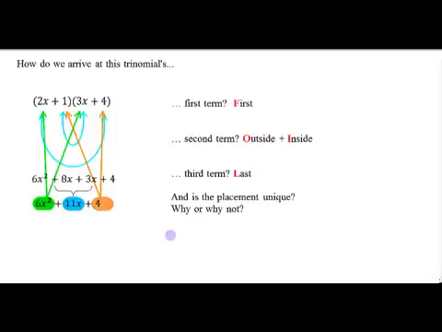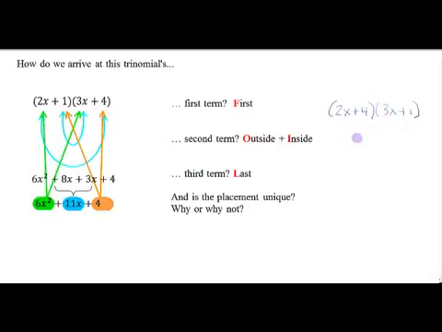So how do we arrive at this trinomial's first term? The same way, we get a 6x squared splitting this way, 11x from outside and inside, and the 4 they've split up as 1 and 4. Is this placement unique when we have a trinomial that's factored this way? Well, let's see. If I had put instead a 2x plus 4 and a 3x plus 1, switching the place of my last terms, what would we get?